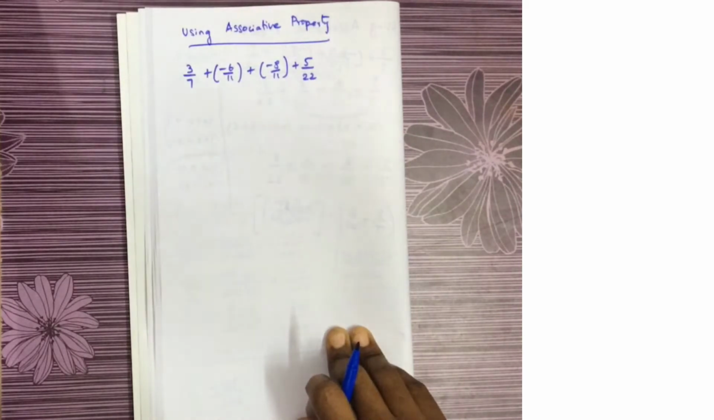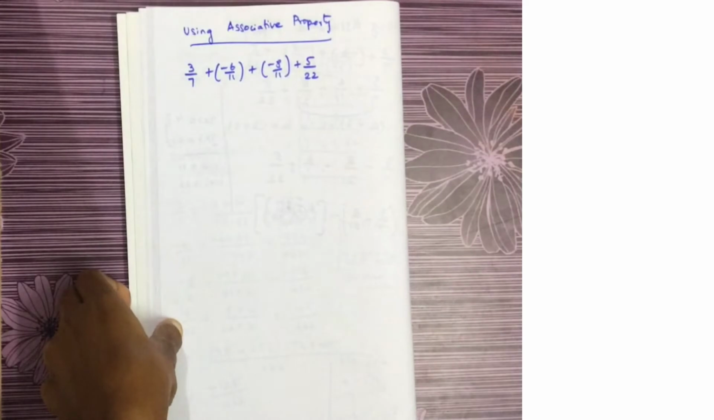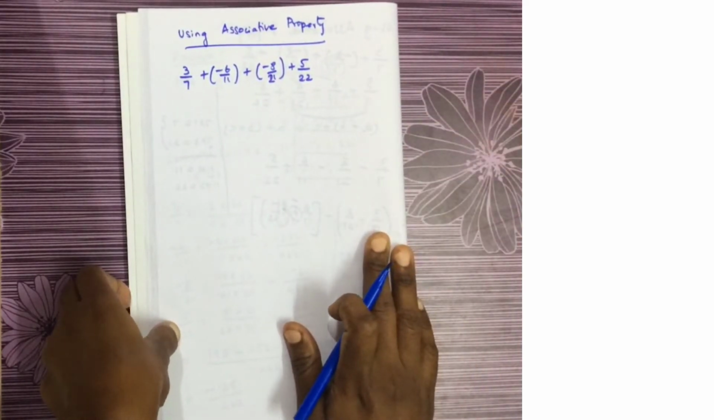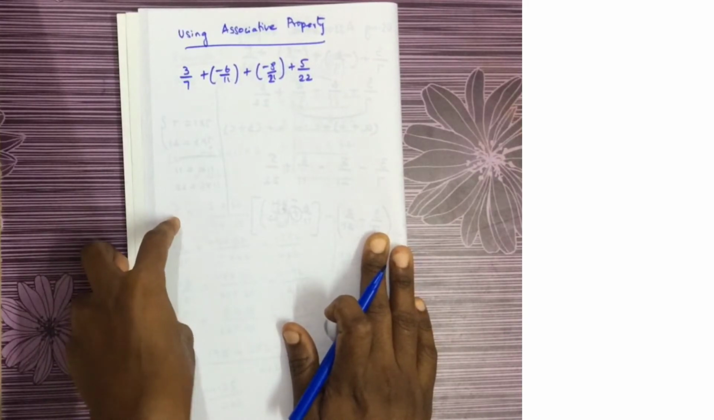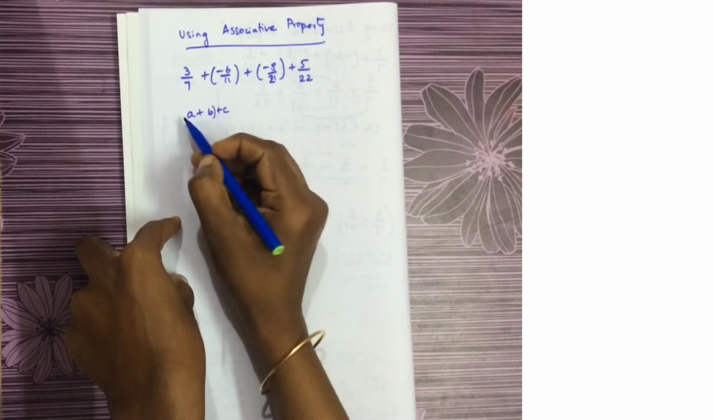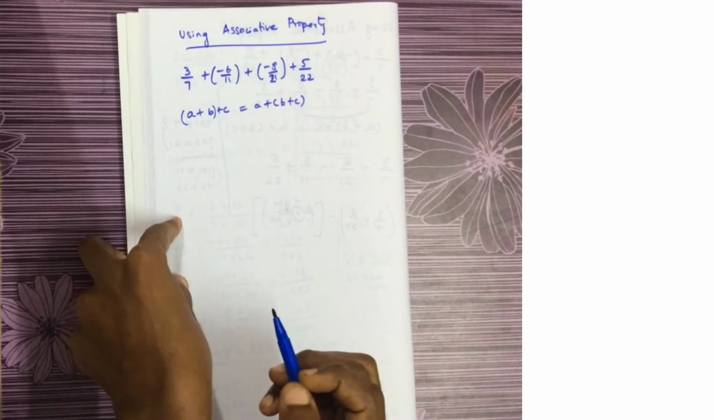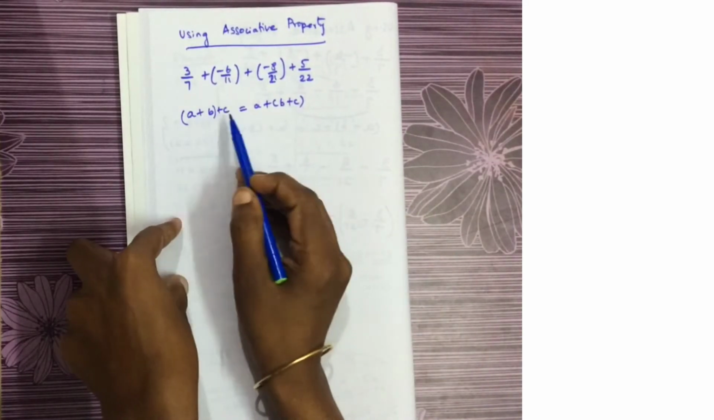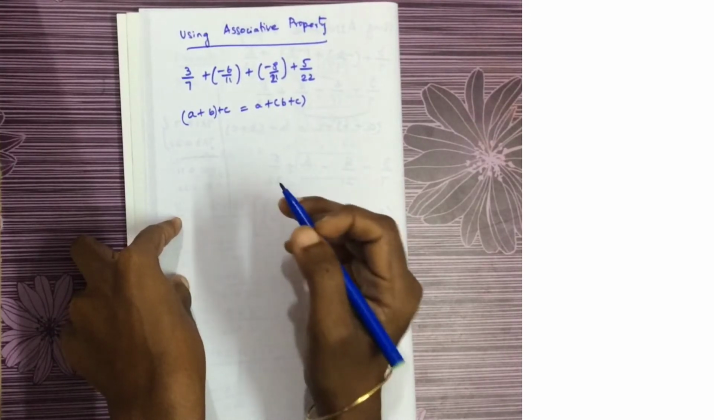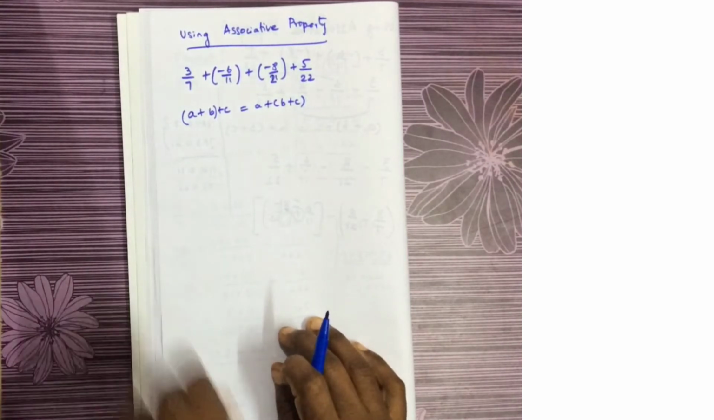So the question is the same, 3 by 7 plus of minus 6 by 11 plus of minus 8 by 21 plus 5 by 22. Associative property is (a plus b) plus c is the same as a plus (b plus c). Even if you interchange the terms and add, the result will be the same.